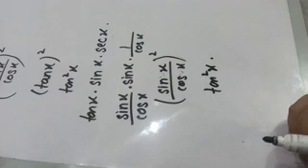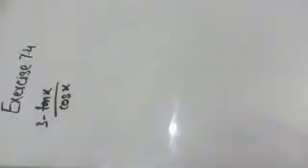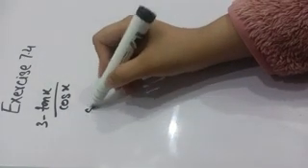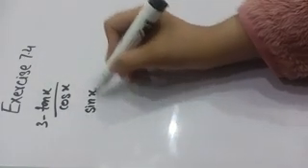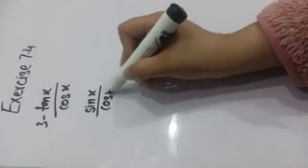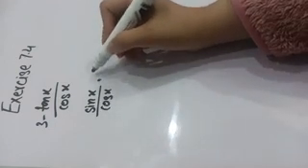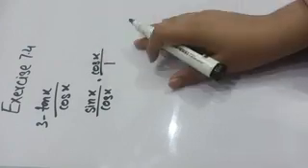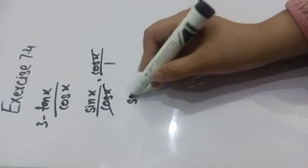Now move on to question number 3. In question number 3 you are given tan x over cos x. Now put the value of tan x here, so sine x over cos x, and this will be inverted as cos x over 1. Now I will cancel this and the answer will be sine x.